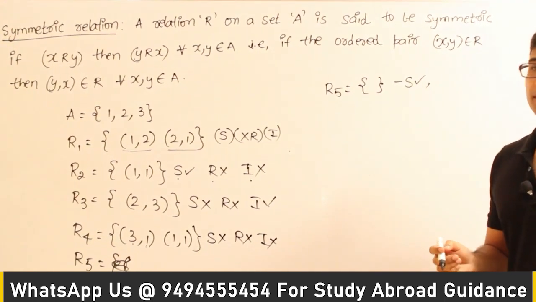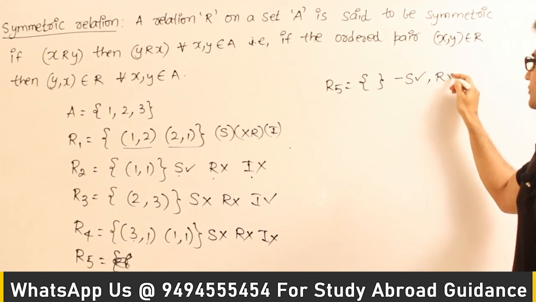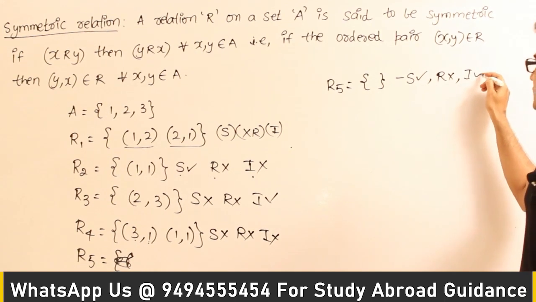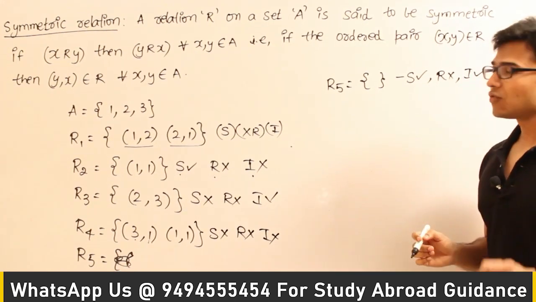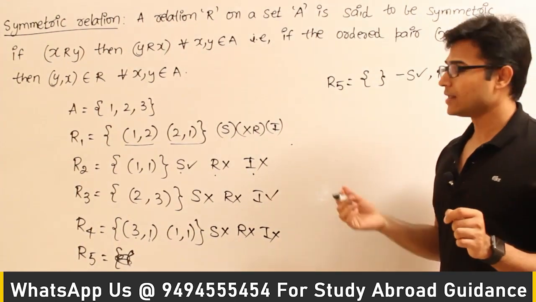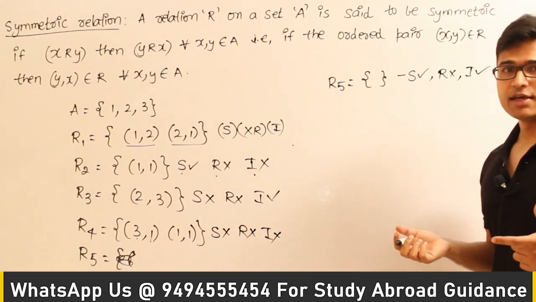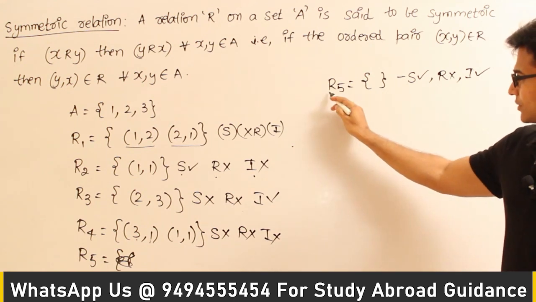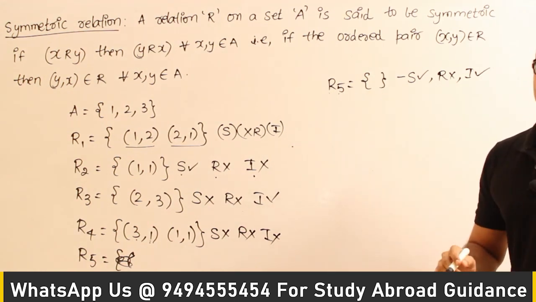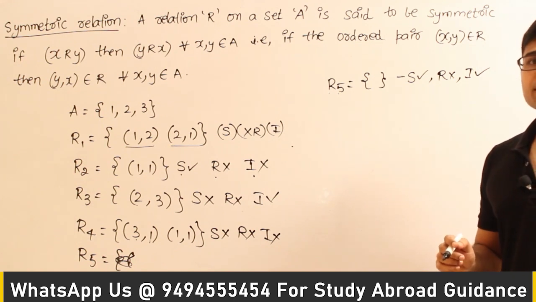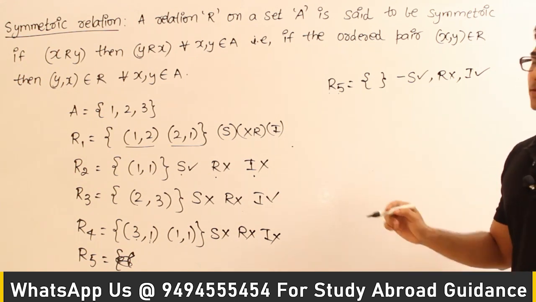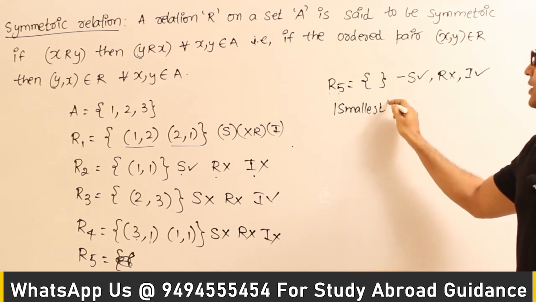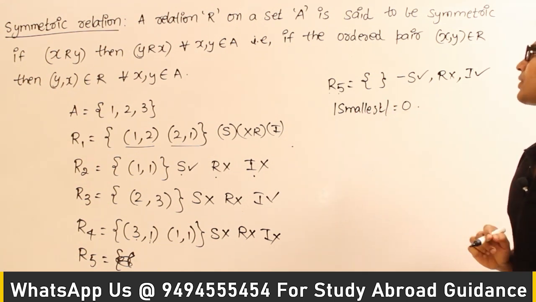What about is it reflexive? It is not reflexive. Why? Because all the diagonals have to be present. Is it irreflexive? Yes, it is irreflexive. Got it? Therefore, the smallest relation which is symmetric is the empty set. Therefore, the cardinality of the smallest symmetric relation is 0, right?